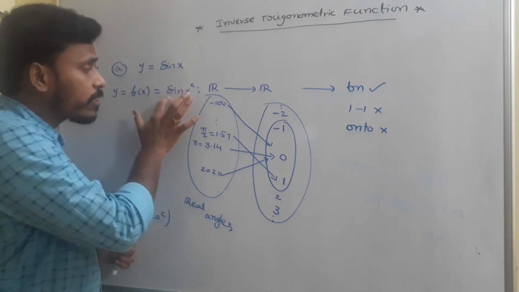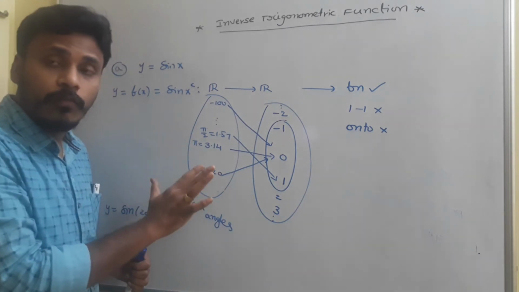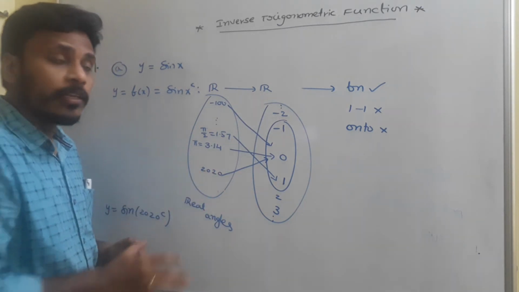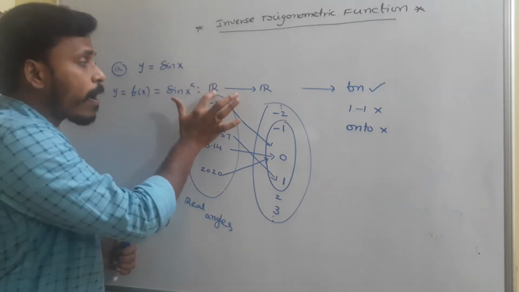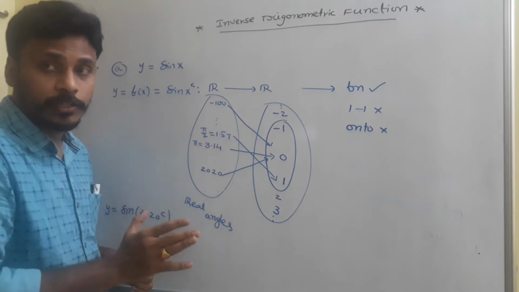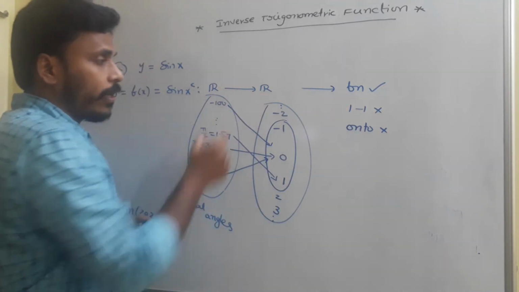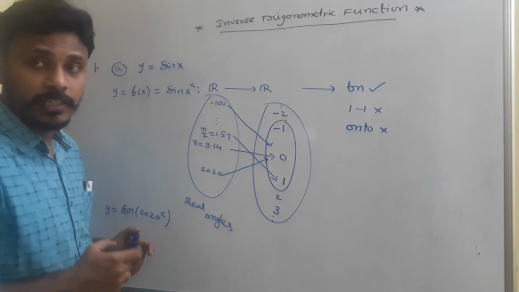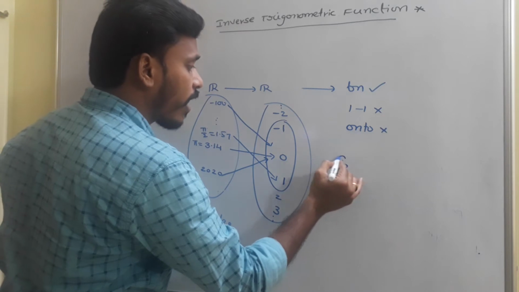See, this sin x from real numbers to real numbers is just a function, not one-one and not onto. That's why if I construct an inverse for this sin x with this domain and codomain, that inverse is just a relation, not a function. So I need to rewrite the domain and codomain to make it a bijective. This is not bijective. Okay, now what I do is I will consider another function.